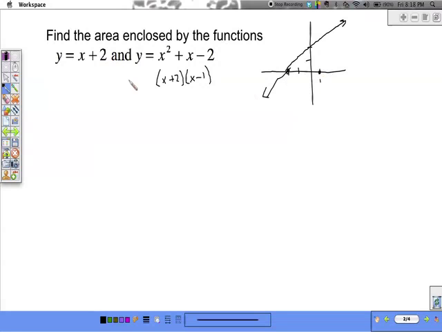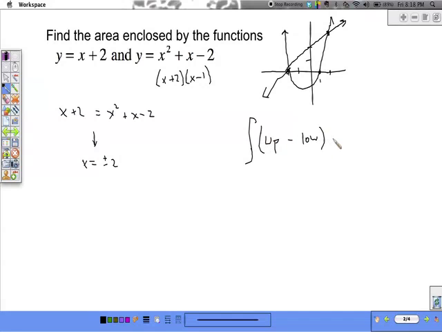And I could set the two equations equal to each other. X plus 2 equals x squared plus x minus 2. Solve this, I get x equals plus or minus 2. That means that this quadratic is intersecting the line at negative 2 and positive 2. And the general rule for this is we're going to take the integral of upper minus lower with respect to x. It's that simple.